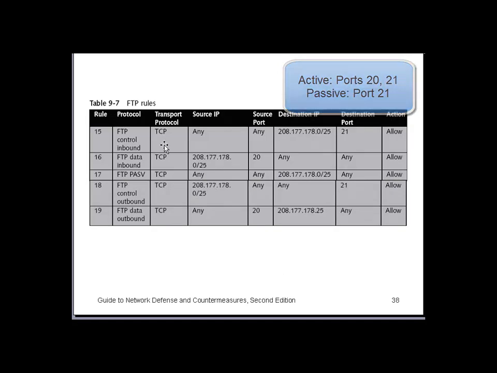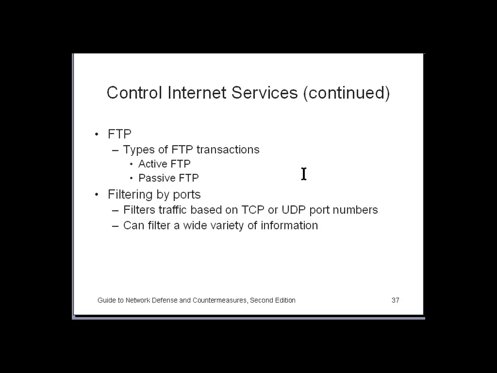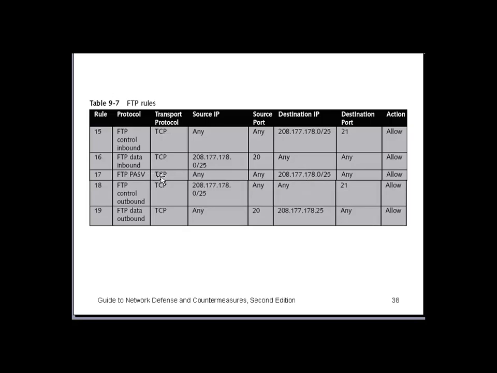Here are the FTP rules. Controlling inbound is going to be on 21 right here, and notice 20 right here, and notice passive right here is going to use a single. What did I say? I can't remember what I said back here. Passive should be only a single port, whereas active uses two ports, 20 and 21.